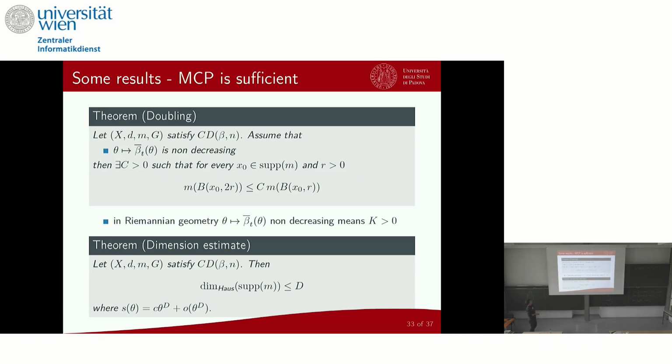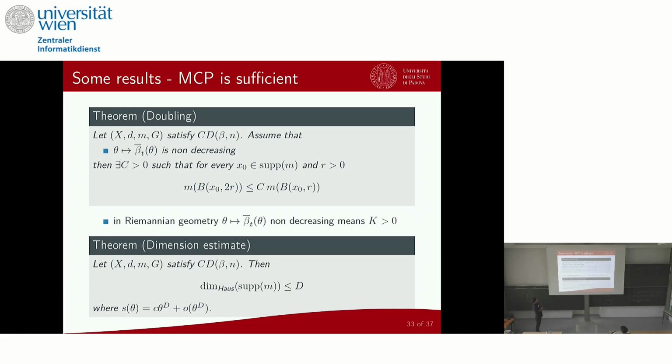You have some other properties which you can prove with the curvature dimension condition formulated in this way. Actually, for these two, the MCP is sufficient. The first one says that if you have a curvature dimension condition and a non-decreasing property on the beta, then you can prove a global doubling. In the Riemannian case, this assumption means that K is positive. So here you can put this condition, and of course, you can remove this condition and you get some local doubling in some sense.